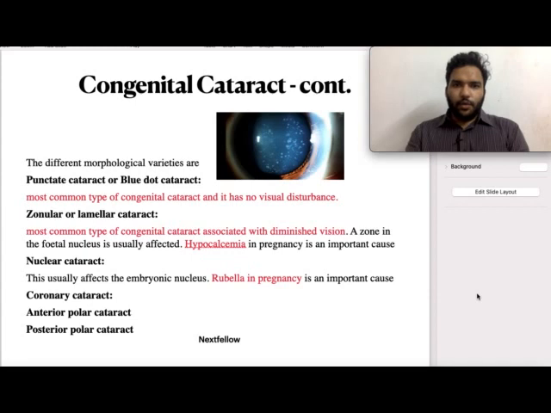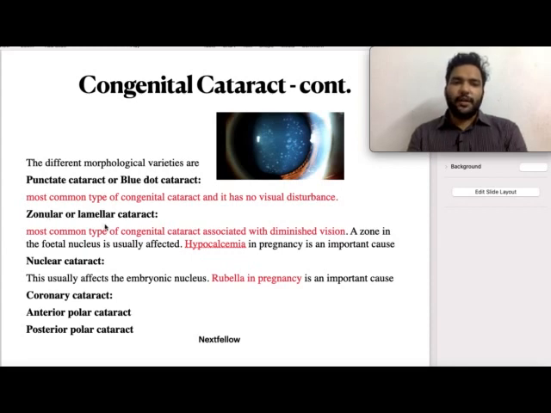Coming to congenital cataract types, that is the different morphological varieties. The most common type of congenital cataract, which has no visual disturbance, is blue dot cataract. As you can see here, this is the blue dot cataract. It might sound dangerous, but it is nothing. I have seen many patients with blue dot cataract and the patient has very good vision. So no visual disturbance, and it's the most common congenital cataract.